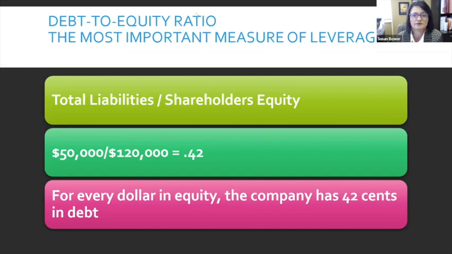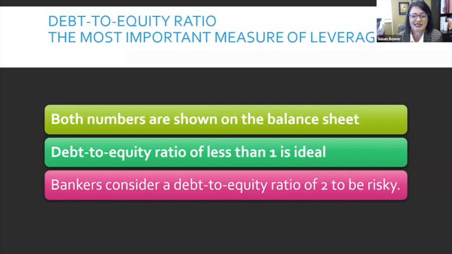Chat box or jump in. Again, a debt to equity ratio of less than 1 is ideal, and bankers consider a debt to equity ratio of 2 or certainly greater to be risky. And the greater the number, the more risky. So what do we have to say about that? No one ratio, for instance, the debt to equity ratio, is something we're going to make decisions on, or a creditor is going to use. They're going to look at a number of ratios, but the two that we get from the balance sheet that tell us a story include the current ratio of liquidity and the debt to equity ratio of leverage.